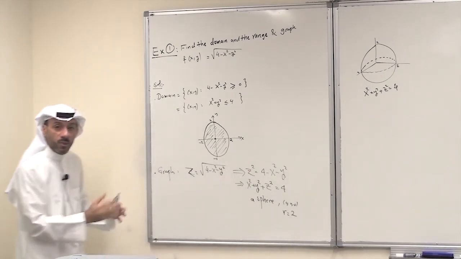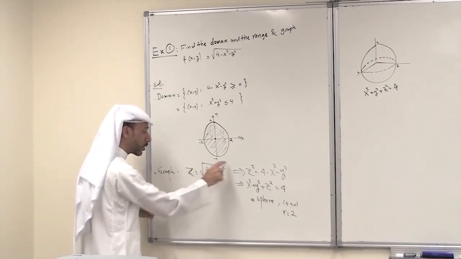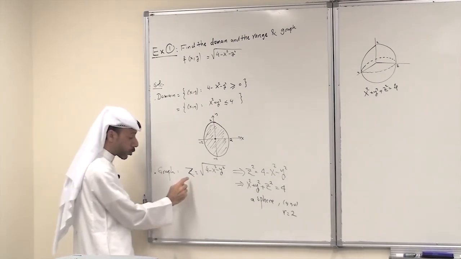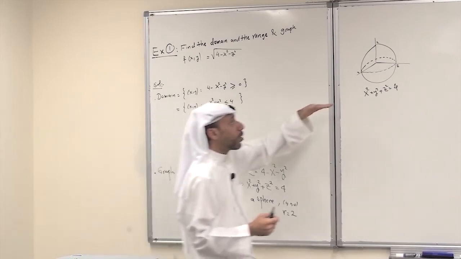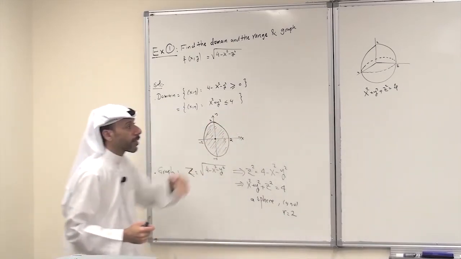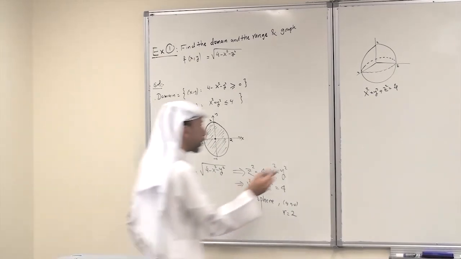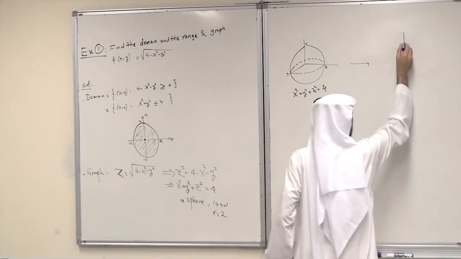Which part of the sphere? Well, since z is a root, the possible values of z are positive. So we take the part of the sphere with positive values of z, and this part will be only the upper part of the sphere. So the graph gives us just the upper part of the sphere.